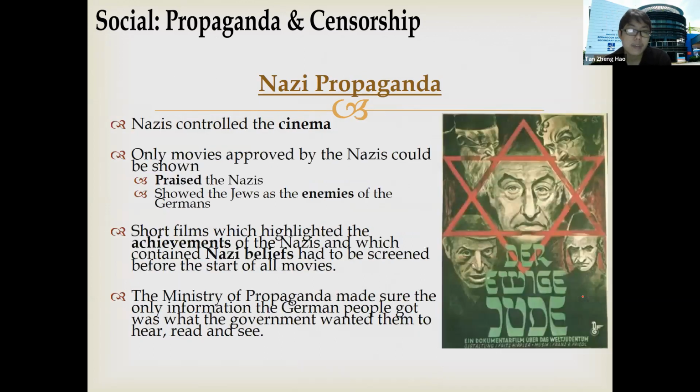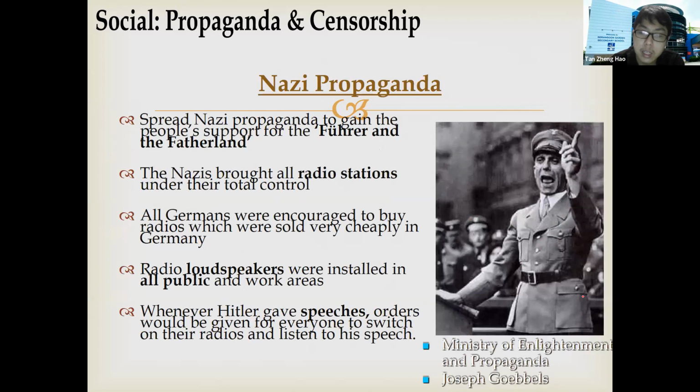Hitler controlled the cinema, and all movies were praising the Nazis, showing the Jews as the enemies of the state. This was all done by the Ministry of Propaganda. Just now you saw this man, the Minister of Propaganda, Joseph Goebbels. He was in charge of many of the propaganda efforts in the Nazi party, and he was a Hitler fanatic. He loved Hitler. When Hitler later committed suicide, he joined him and killed off his entire family. That's how crazy he was for Hitler.